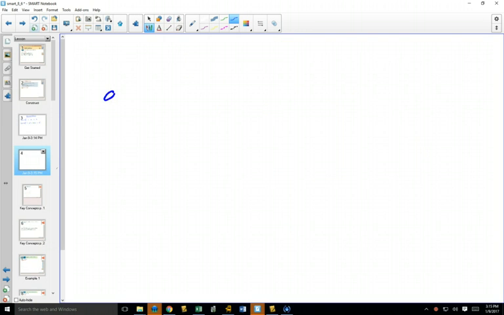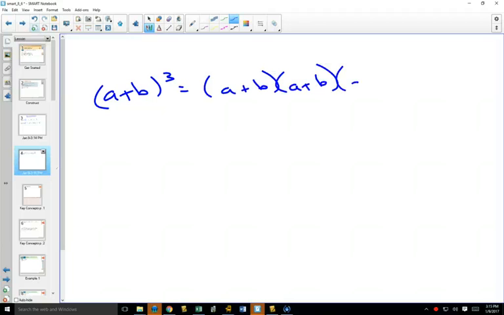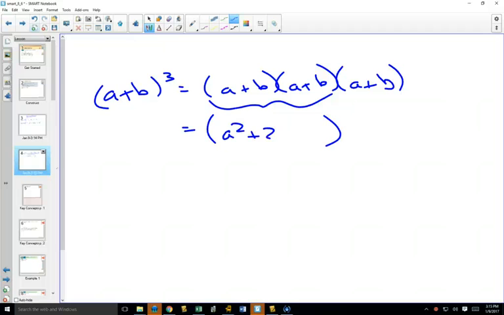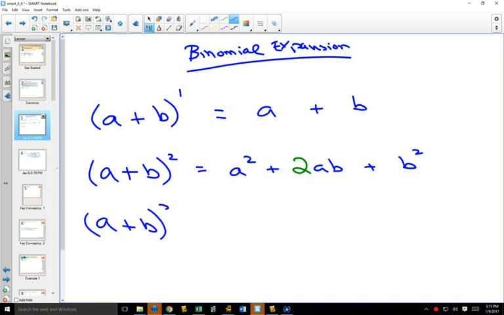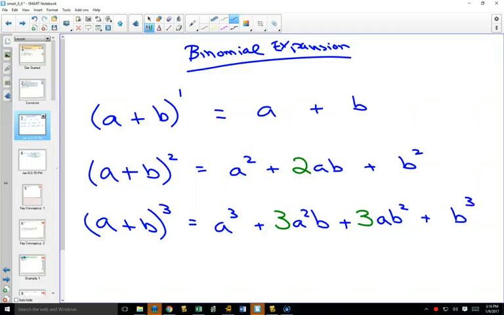And if I did this on a separate page first, a plus b cubed, which is a plus b times a plus b times a plus b, and I already knew that those ones were a squared plus 2ab plus b squared, and I just had to multiply by another a plus b. Then this a would get multiplied by each of those, and this b would get multiplied by each of those. And if you simplified it, you would get a cubed plus 3a squared b plus 3ab squared plus b cubed.